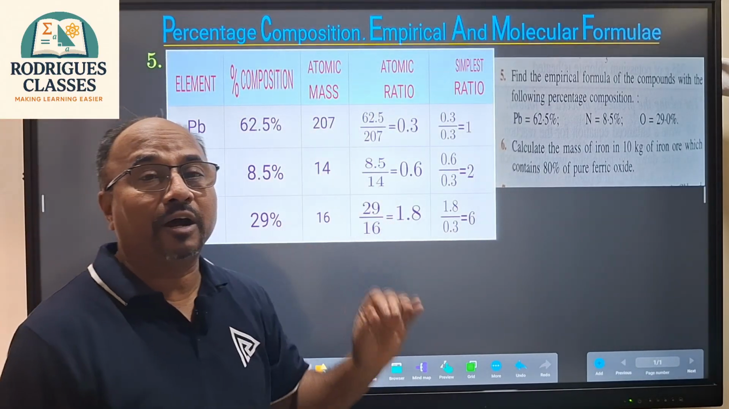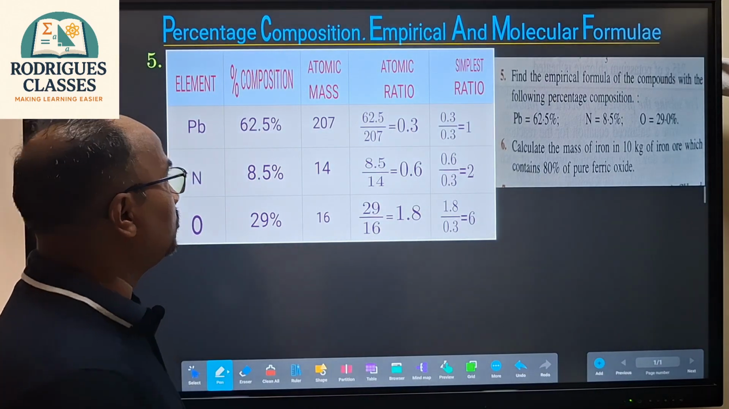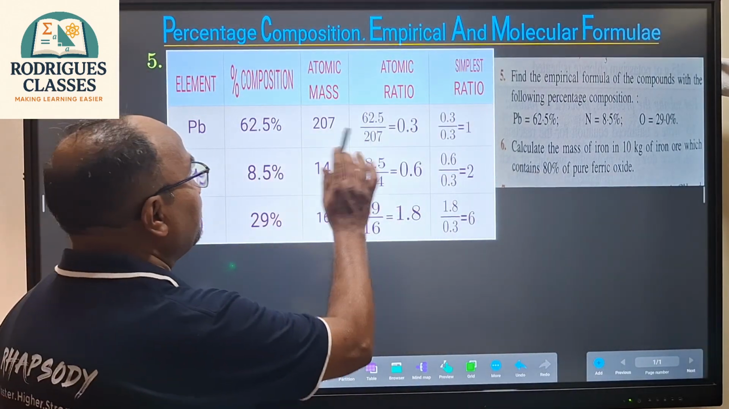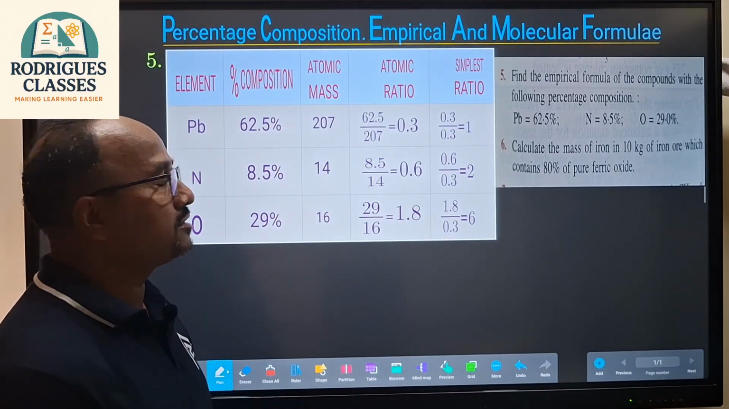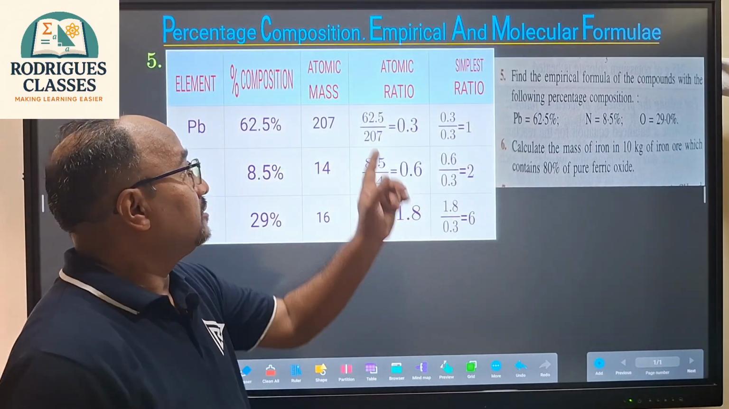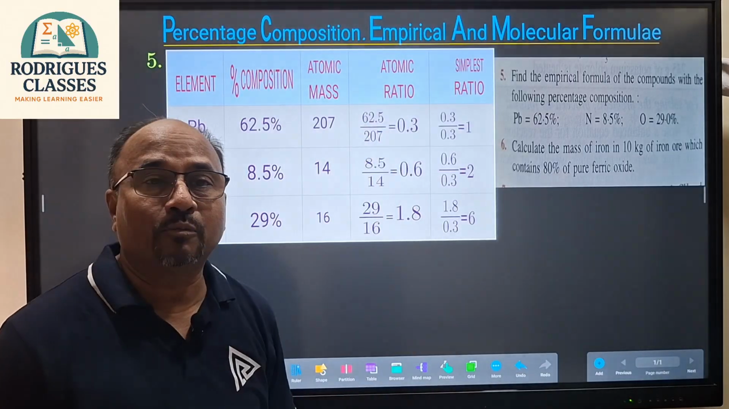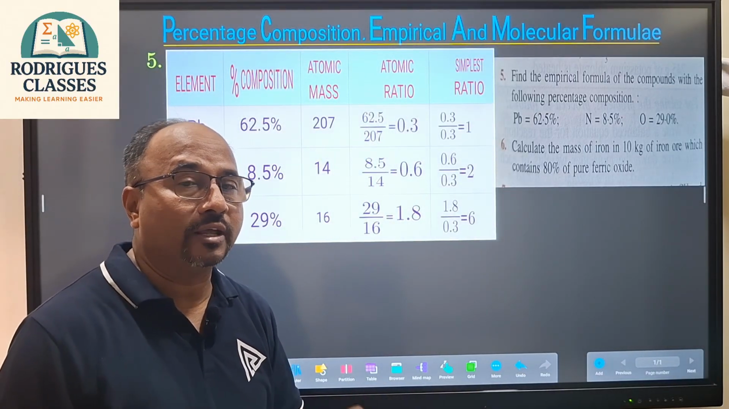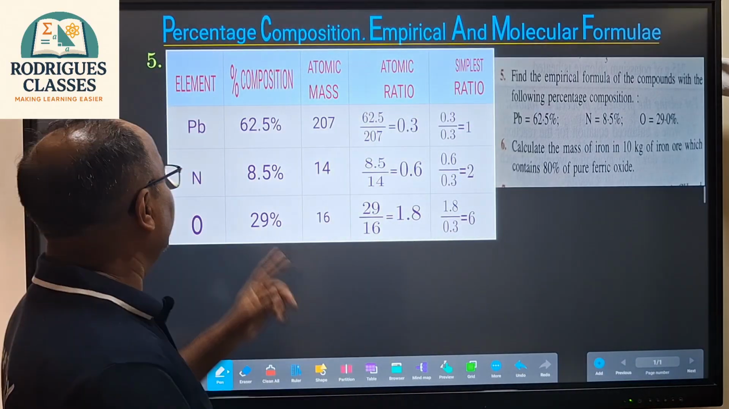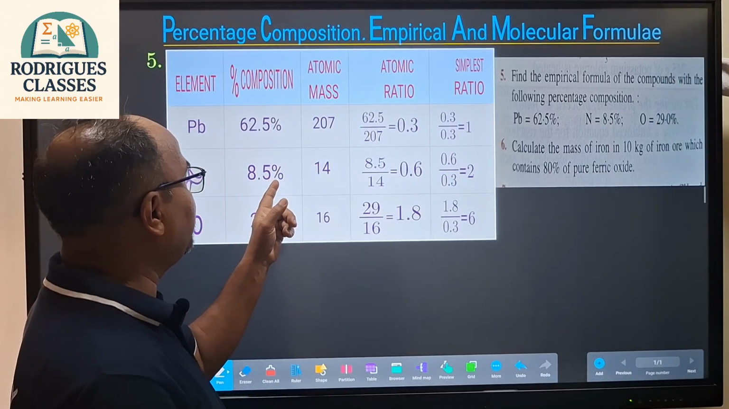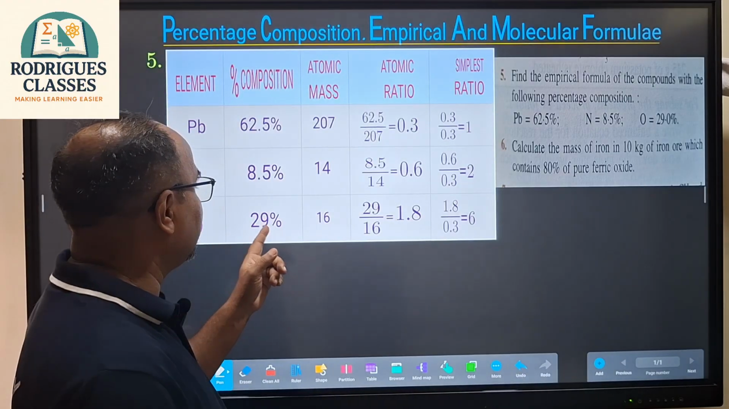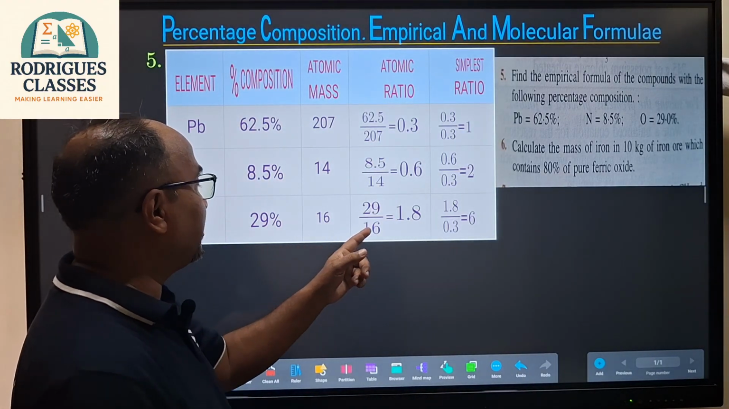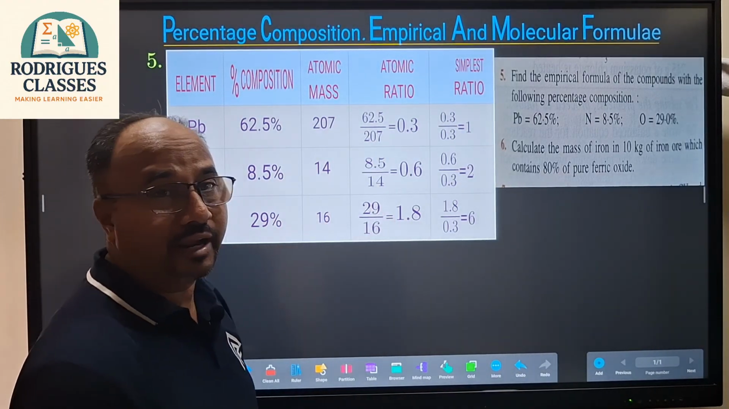Now comes the main part, finding the atomic ratio. Now atomic ratio for lead will be this percentage divided by its atomic mass. Dividing it, you are getting 0.3. You can write only up to one place of decimal. Nitrogen is 8.5 divided by 14, you get 0.6. And then oxygen is 29 divided by 16, you get 1.8.